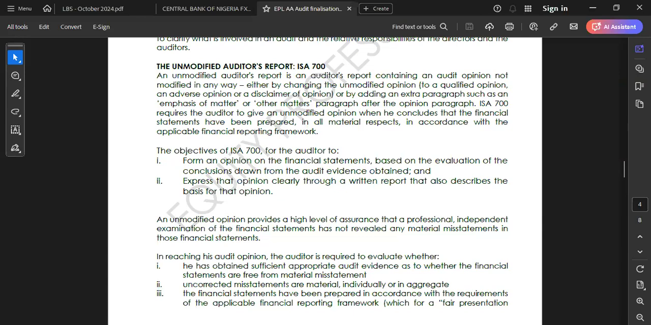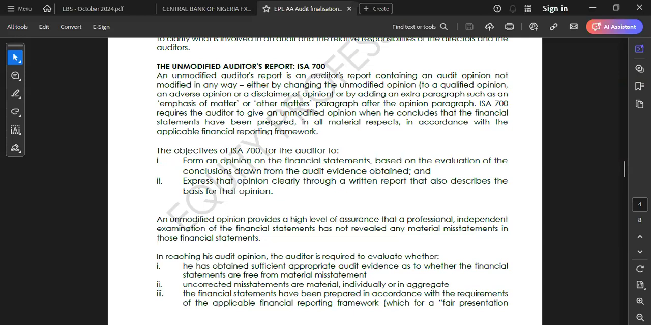Now the first one is talking about when a report is unmodified. And what do we mean by an audit opinion being modified or an audit report being unmodified? What it simply means is that you don't need to change anything. So an unmodified audit report is an audit report that contains an audit opinion not modified in any way, either by changing the opinion to a qualified opinion or by adding extra paragraph. You don't need to add anything. That's what unmodified is saying. You've gone through the audit, you have the evidence, and when you finish, you just discover this financial statement is showing a true and fair view.